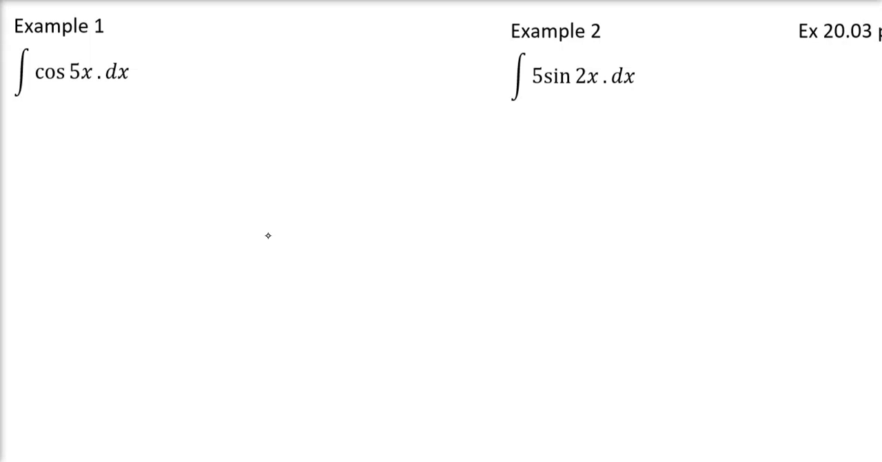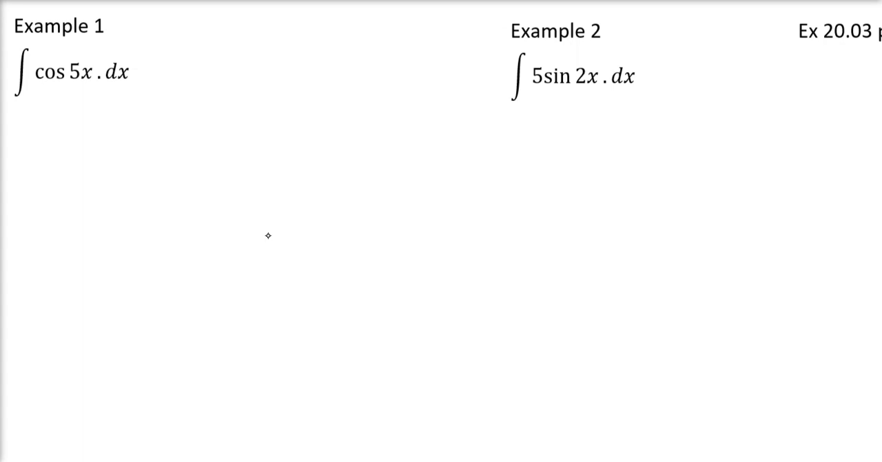Look at integration of trig functions now. So we're going to start with just the basic trig functions, then we're going to work up to trig products and trig sums. Okay. So to integrate the first one, cos 5x, what could we do?